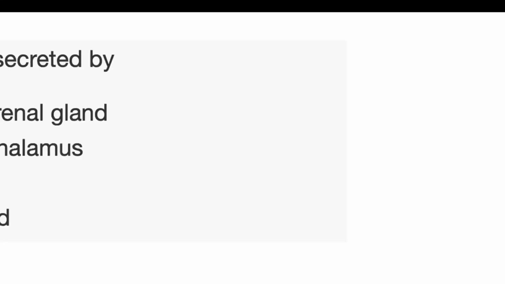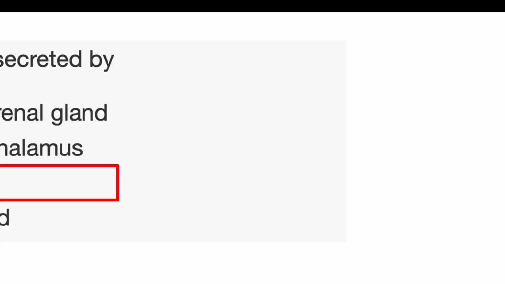Okay, it's enough time for me to reveal the correct answer to this question. Inhibin is secreted by. The correct answer to this question is option C, testes. Testes are the glands which secrete inhibin.